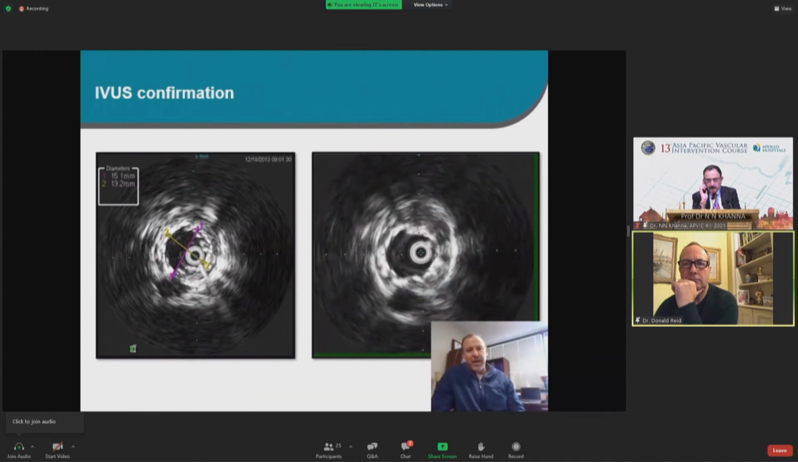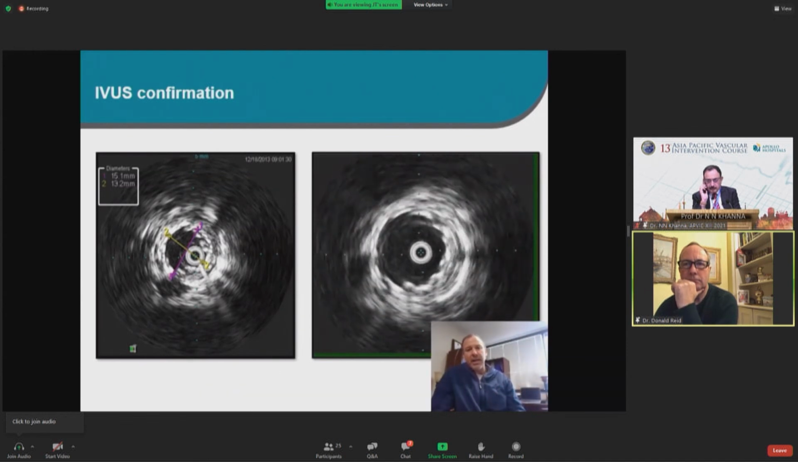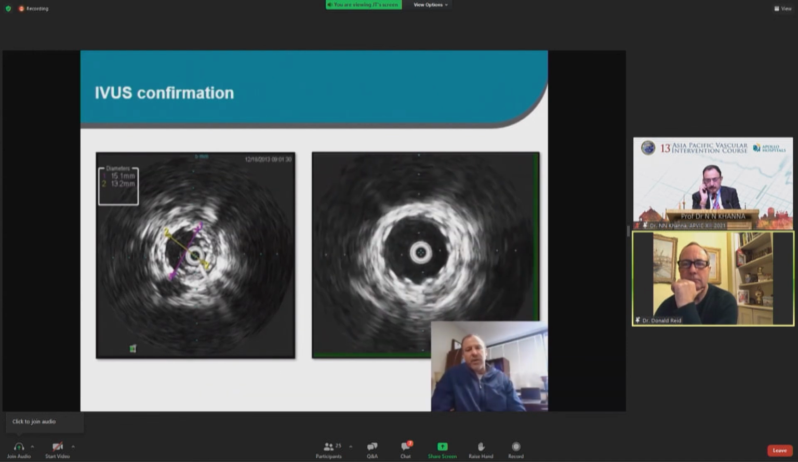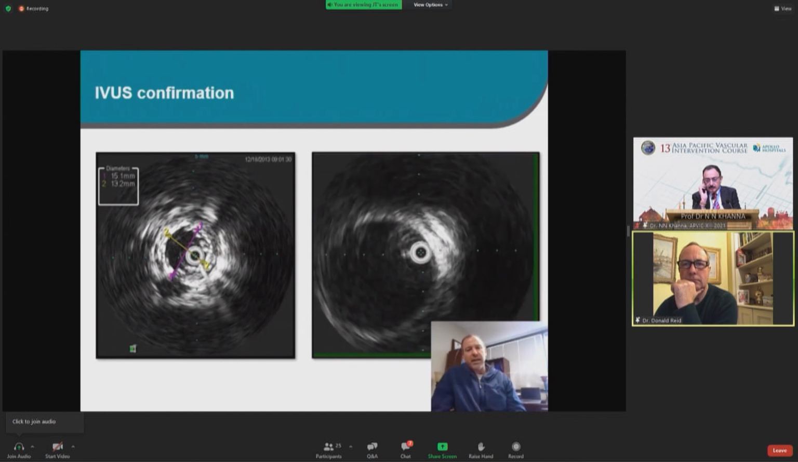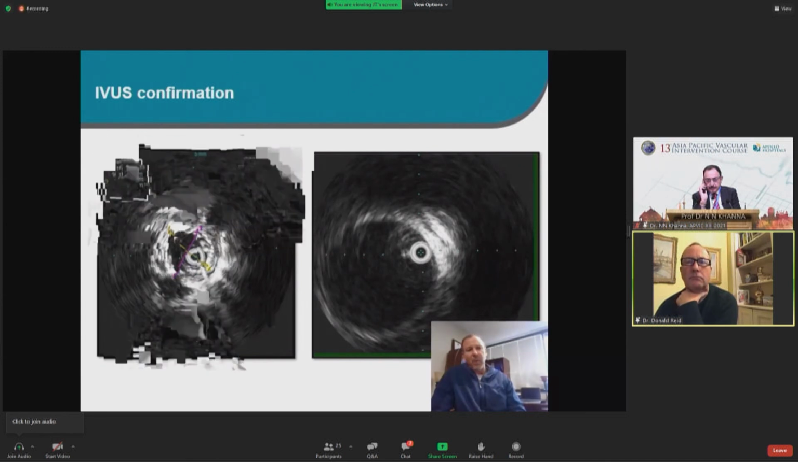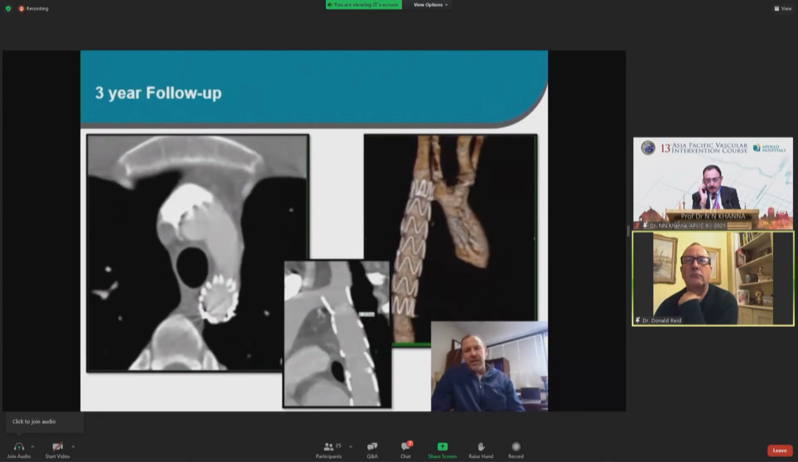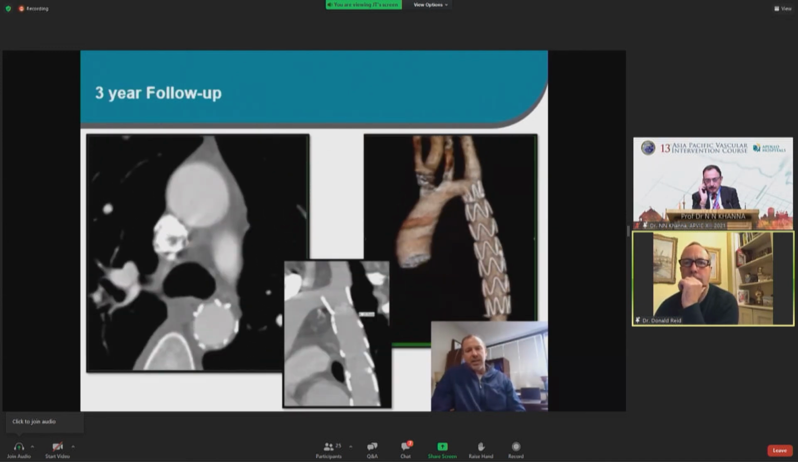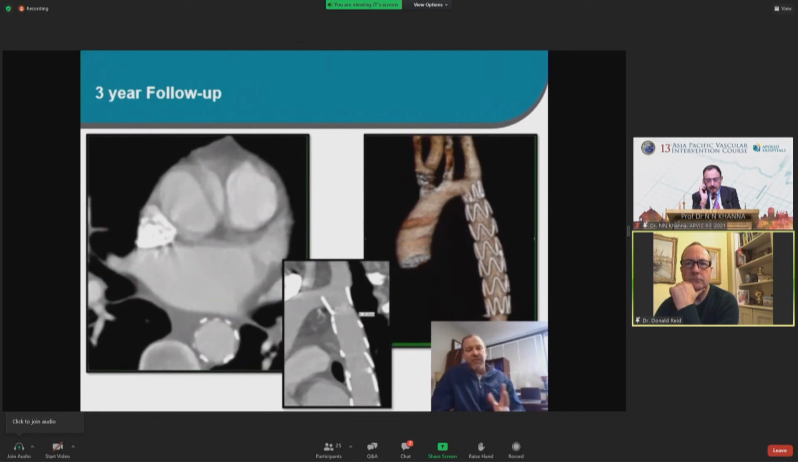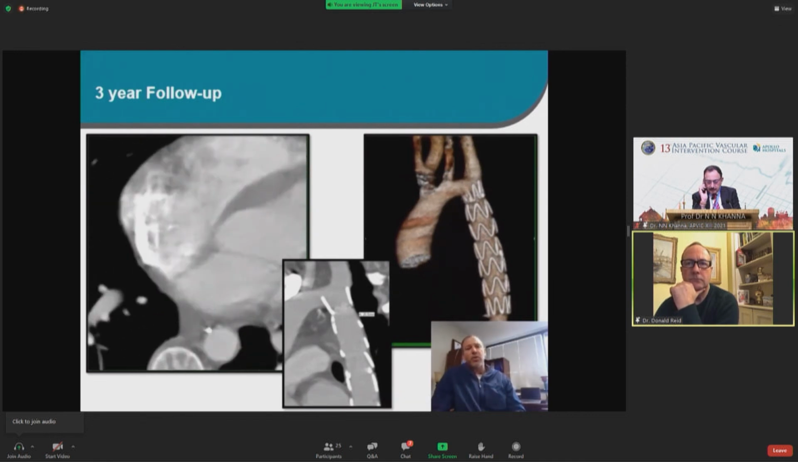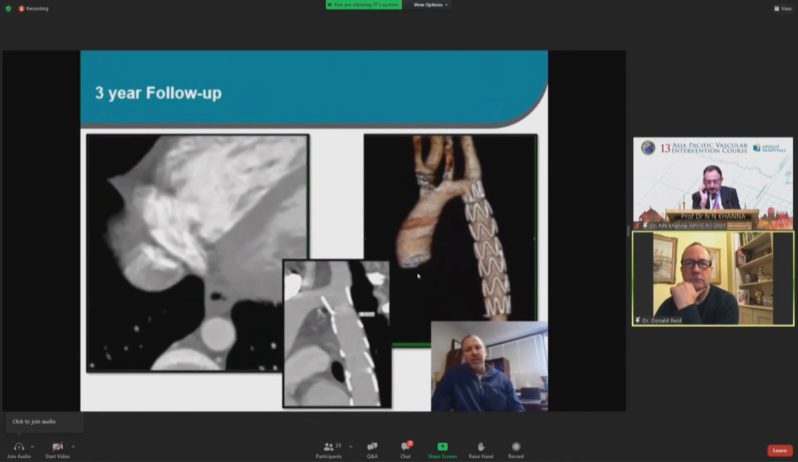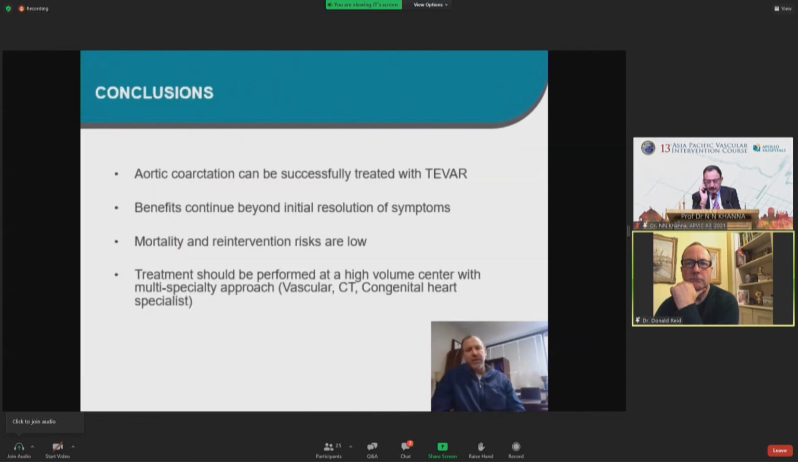Again, our gradient had dropped down to less than 10, so I did not dilate it anymore. I'm going to let that stent graft dilate up over time. This is the beauty of that. So here you can see we did not dilate this anymore, but at 3 years, we've got very, very nice positive aortic remodeling with no evidence of coarctation, no further re-interventions.